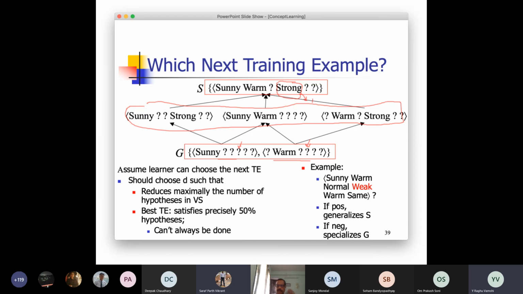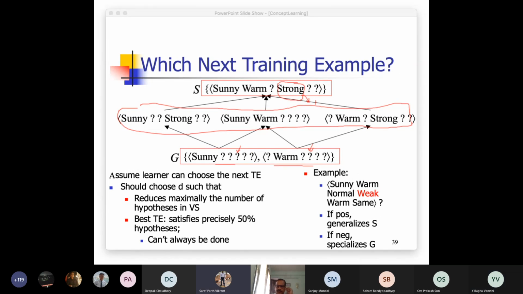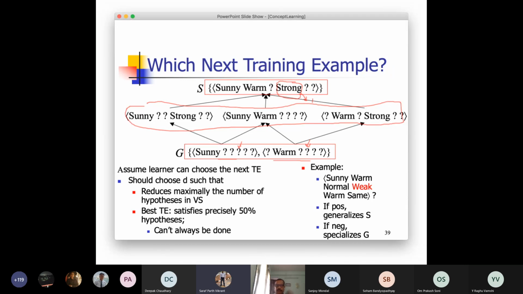Sir, I have a question. If the example, like sunny, warm, normal, weak, warm, same, is negative, we can choose either of the last four to be negative, right? Pardon? You are saying that suppose it is negative. Yes. Then how do you specialize or modify G? That is your question? Yes.